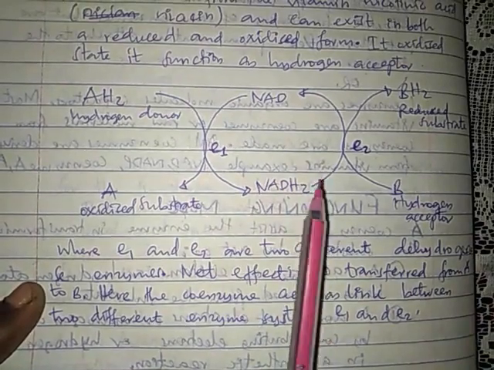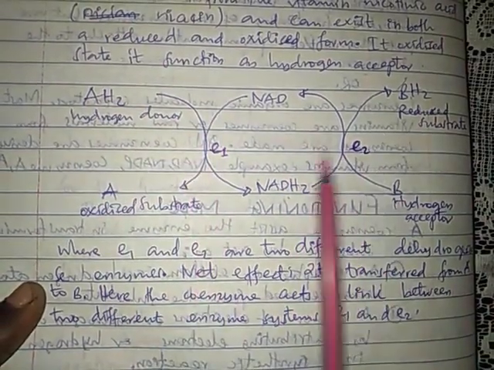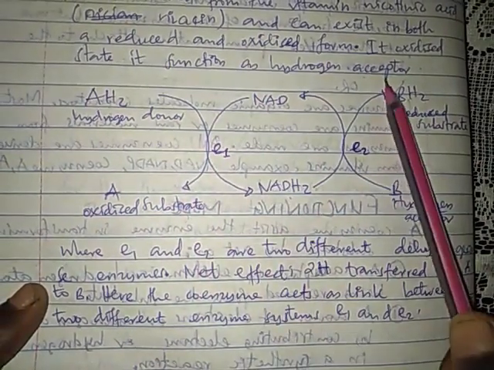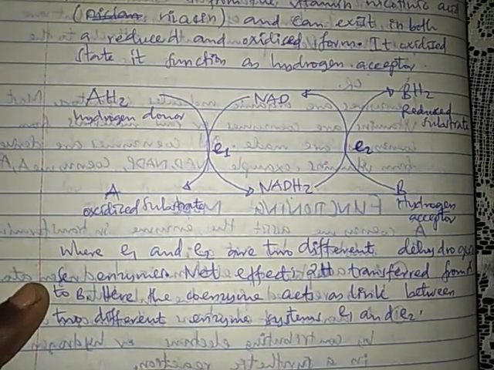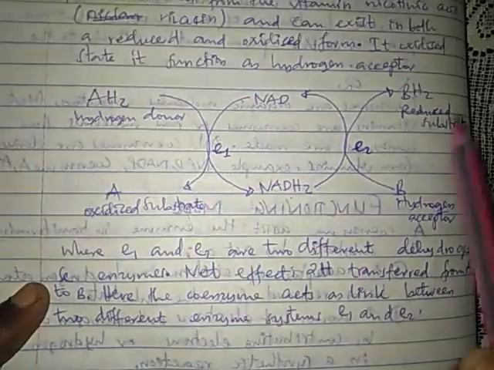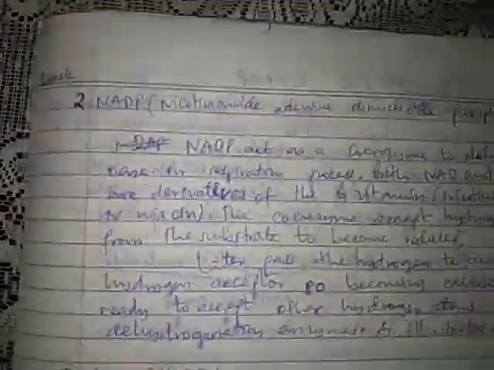Kwa hiyo unakuta NAD ameact kama link kati ya reaction ya huku na ya huku. Huku amechukua hydrogen, huku amempa ile pale. Lakini kama NAD asingekuwepo, hizo reactions zingeshindwa ku take place. NAD ameact kama cofactor wa hizo enzyme zinazo control reaction zote mbili hapo.